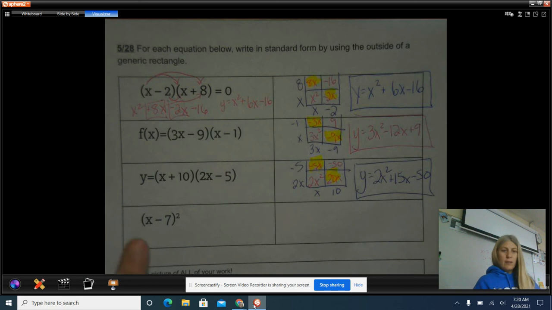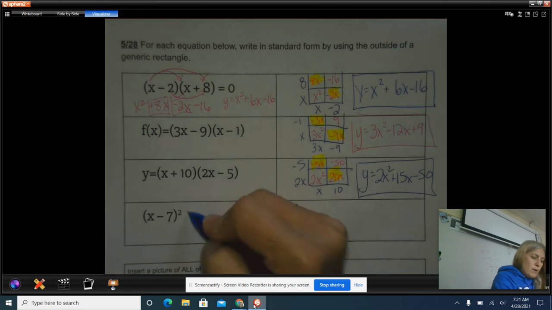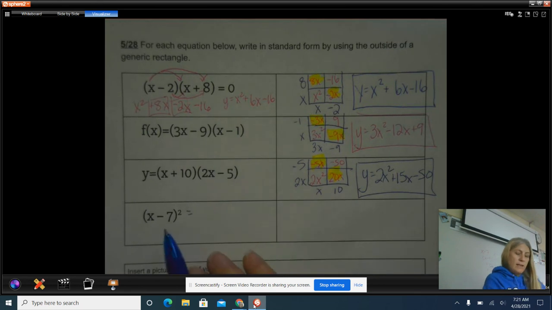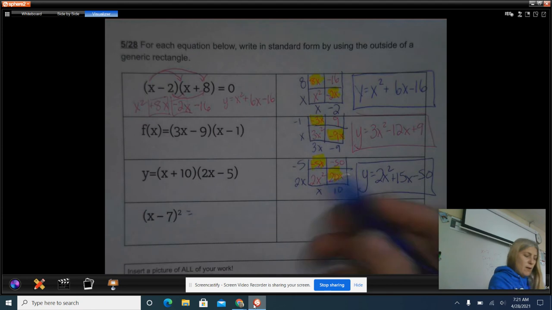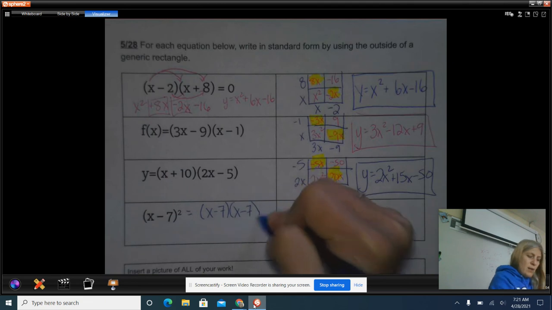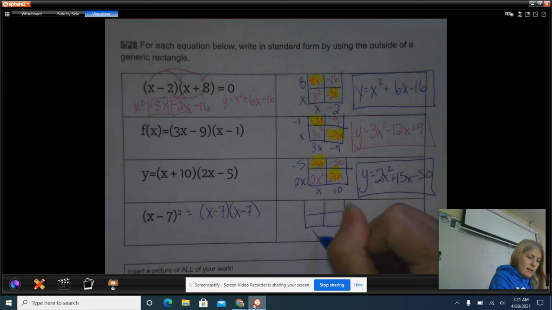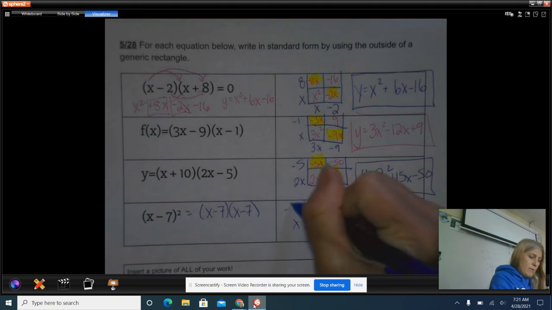Okay. Now our last one here, like I said, when we see it in this format, it means that there's a single root, and that single root is going to be at the vertex. But we can rewrite this knowing that we have our base times itself, like 3 squared is 3 times 3, 5 squared is 5 times 5. We know that this is x minus 7 times x minus 7. So as we're setting up the outsides of our generic rectangle, we're going to put x minus 7 in both.